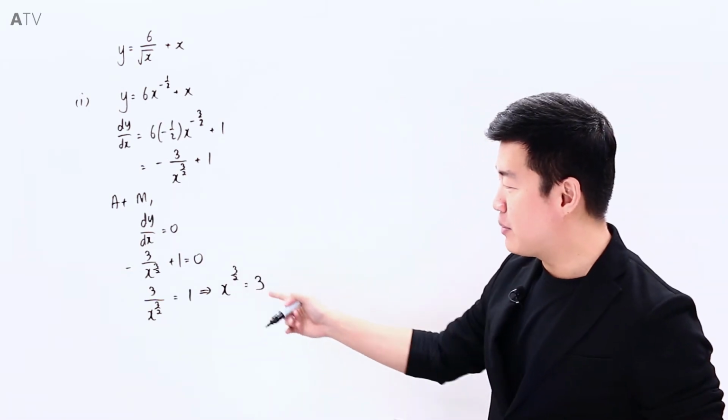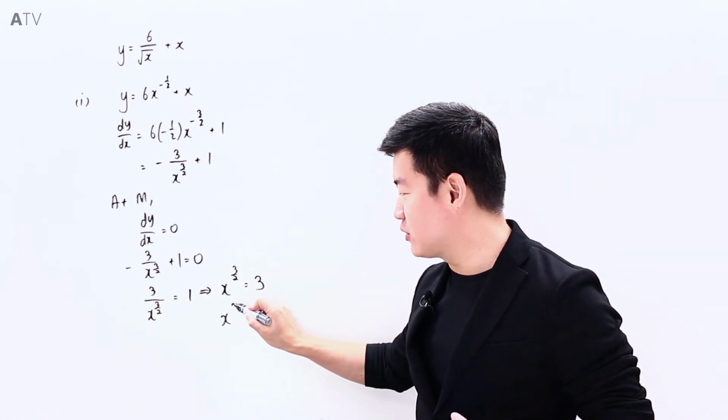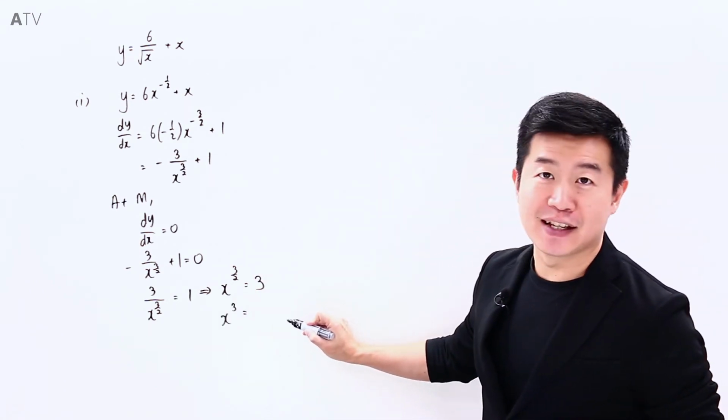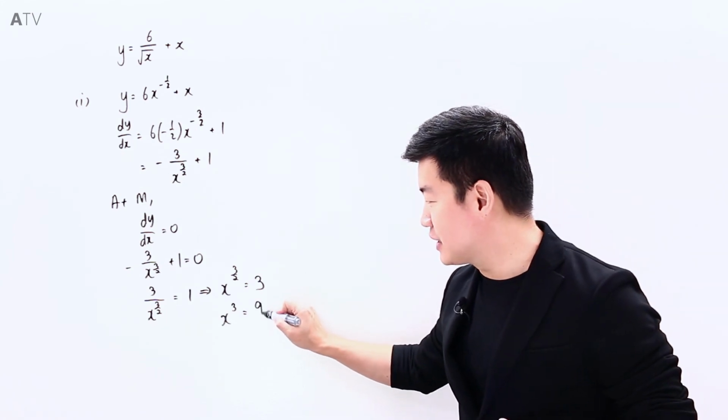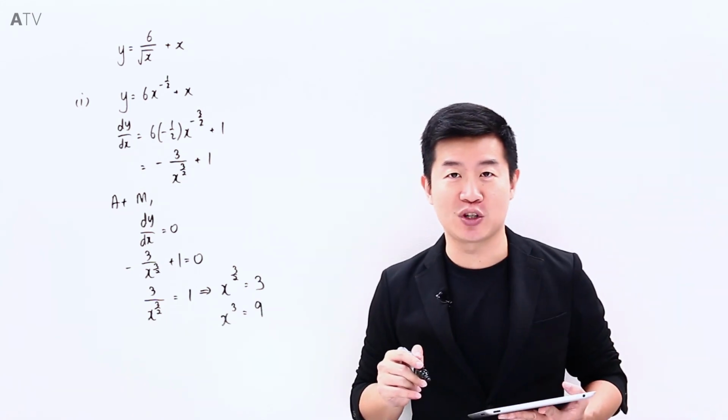And if you were to square both sides, on the left hand side we will have x to the power of 3, and on the right hand side it is 3 to the power of 2, which is 9. And this is the equation that the question wants us to show.